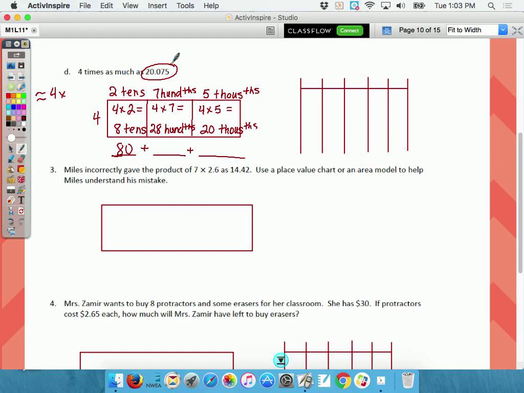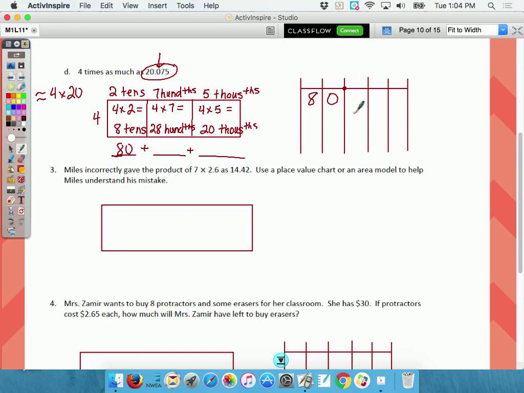If I round it to the nearest whole, what place value do I look at? The tenths, right? So will this be 20 or 21? It'll just be 20, because I said nearest whole number. So what's 4 times 20? 80. So am I on the right track? Yes. Definitely.